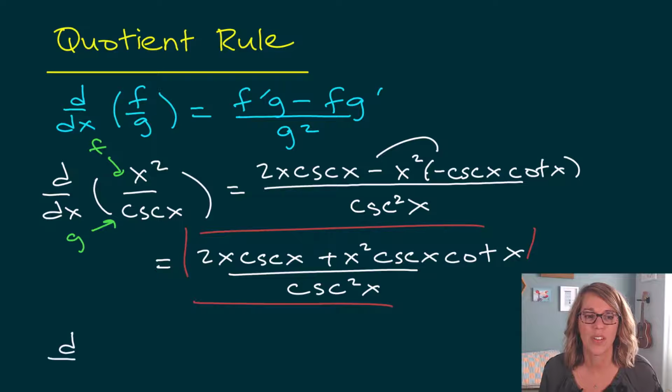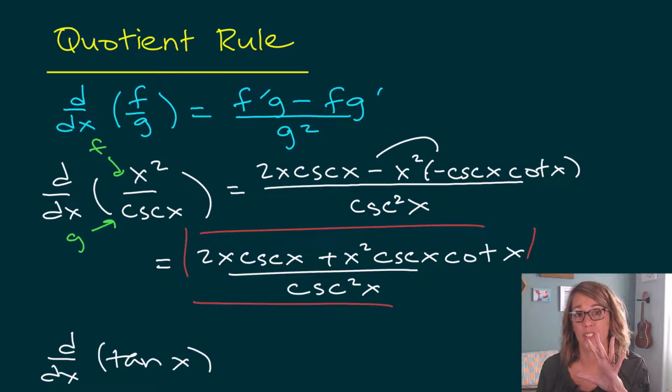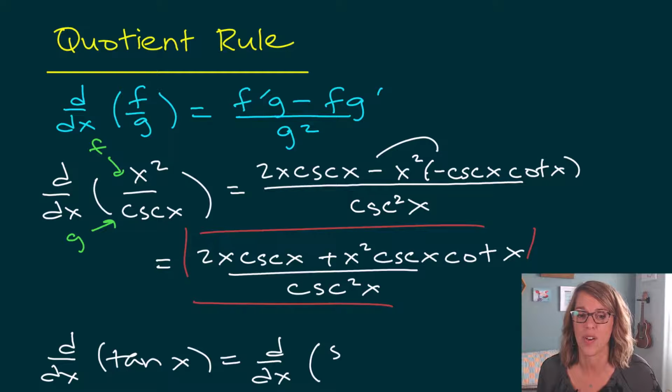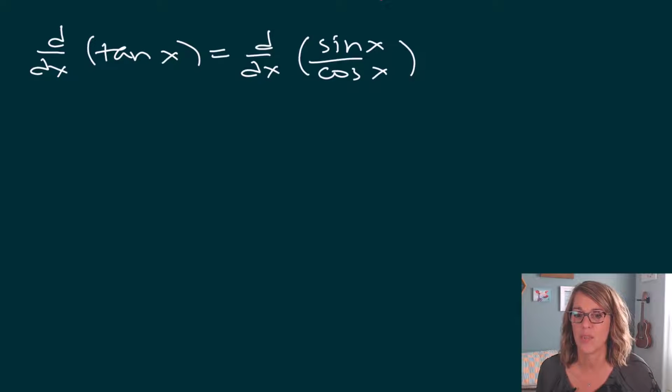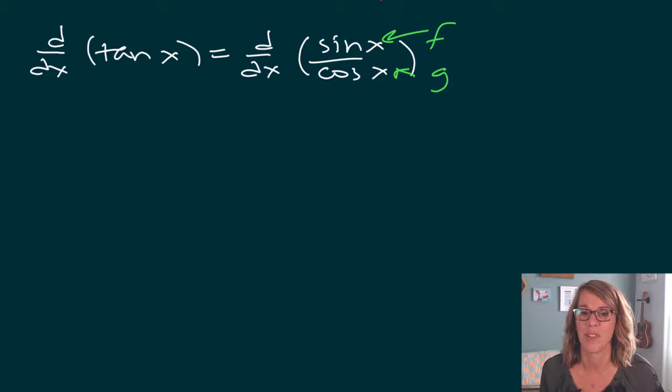Next, let's look at the derivative of tangent. Now, I told you to memorize this one, but this one is actually really easy to derive, and it's a great example of the quotient rule. I can rewrite tangent as sine over cosine, sine x over cosine x, and then apply my quotient rule. So as I've got it in this form, I have that f is equal to sine, and g is equal to cosine.